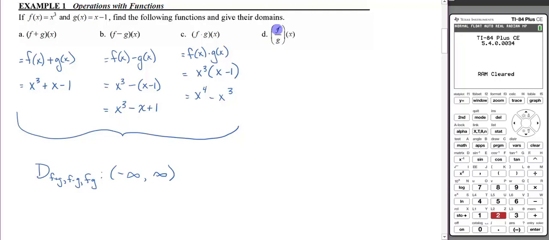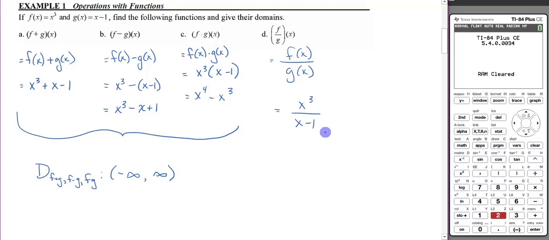Separately, we'll do f over g of x. That is f of x being divided by g of x. This is x cubed divided by x minus 1. There's nothing more we can do to simplify this, so that's it.